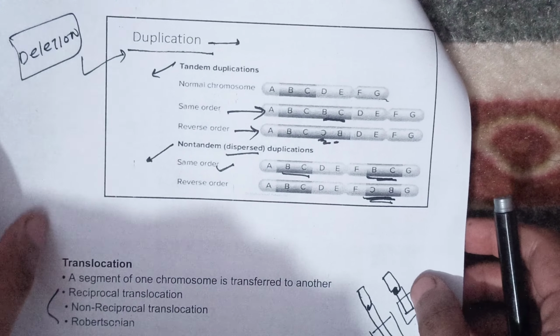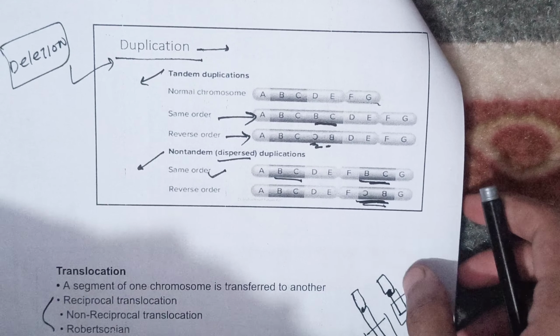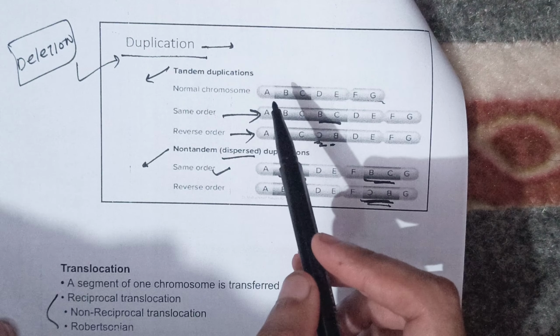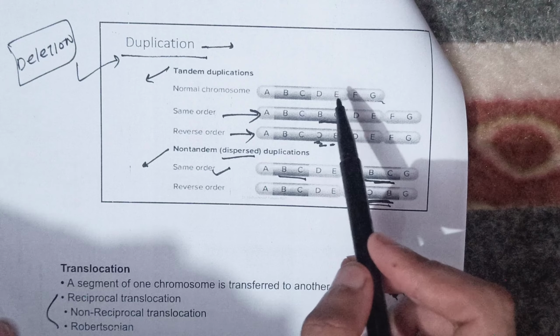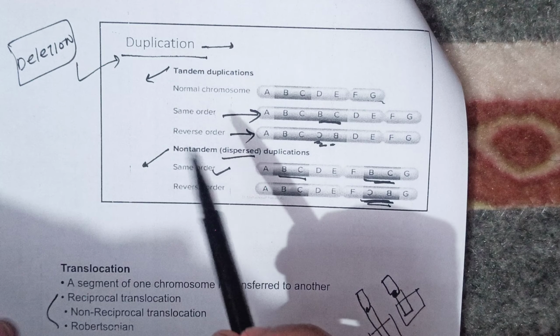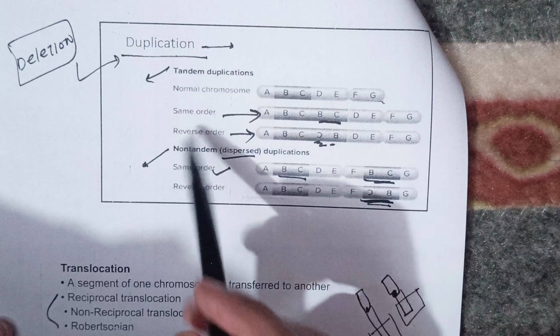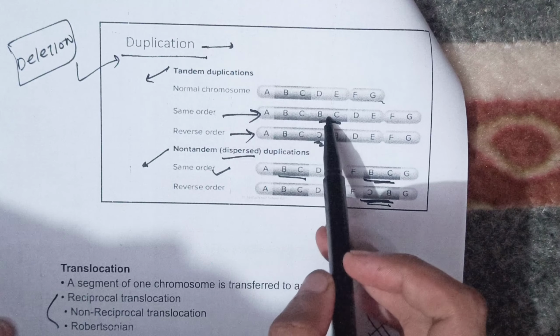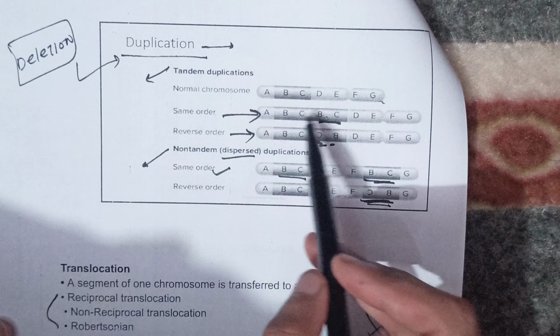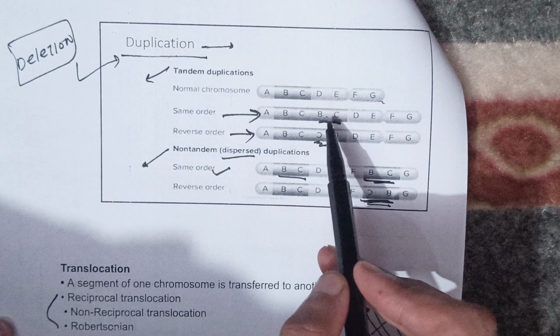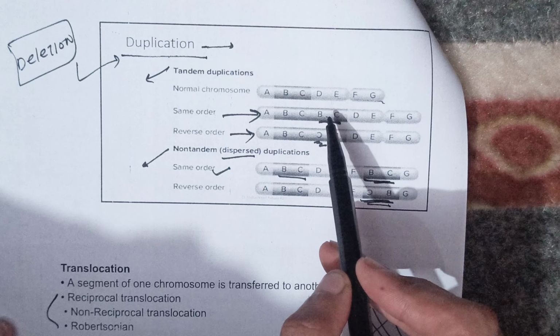Now after deletion, let's come to, beta, duplication and then translocation. Duplication is very simple, it means the addition of a chromosomal segment. This is the normal chromosomal segment, followed by A, B, C, D, E, F, G. Two types of duplication are there, beta: tandem duplication and non-tandem duplication. It is said to be tandem duplication when the extra segment is added adjacent to the normal copy. This is the normal copy BC and the extra chromosomal segment is added just adjacent to it.